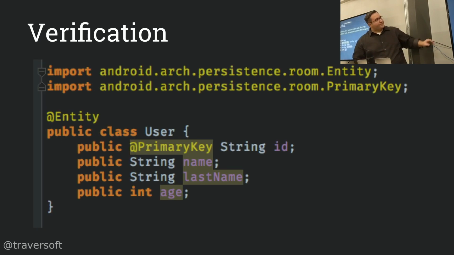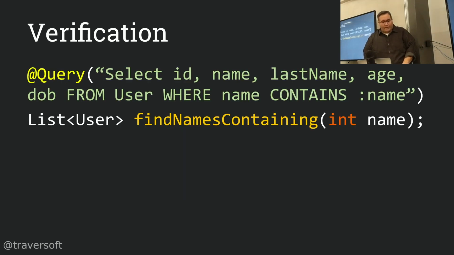Okay. So here we're going to talk about how we do that verification. And this is what I was talking about before at compile time. So here again, we have our user entity. So we have our primary key, string first name, string name, string last name, and public int age. So if we were to add a new method to our DAO interface, we'd want to pull out, let's say, all of the fields from user where the name column contains the name parameter.